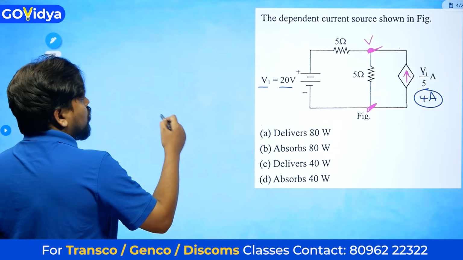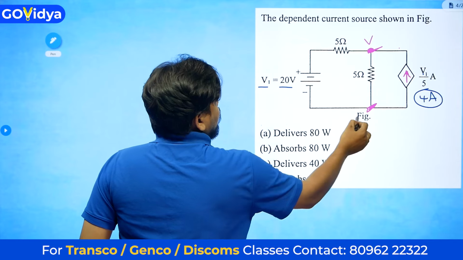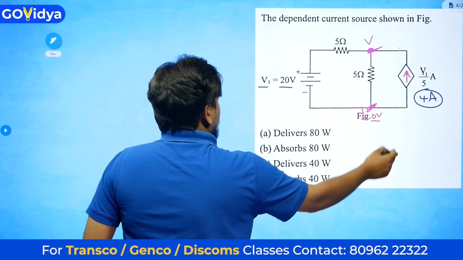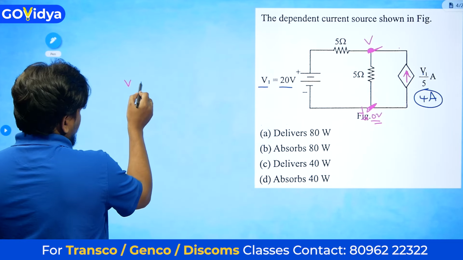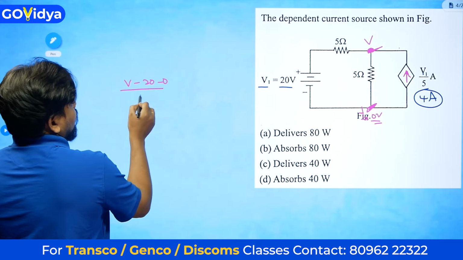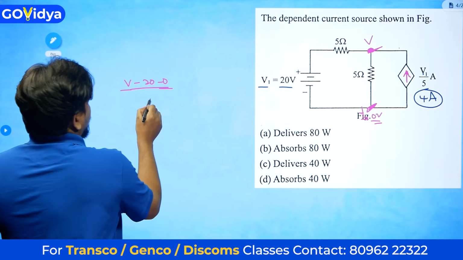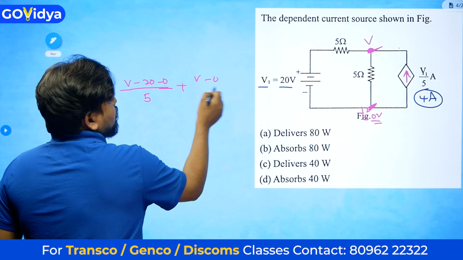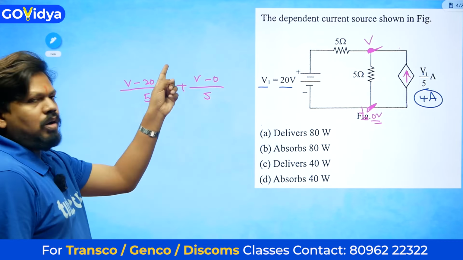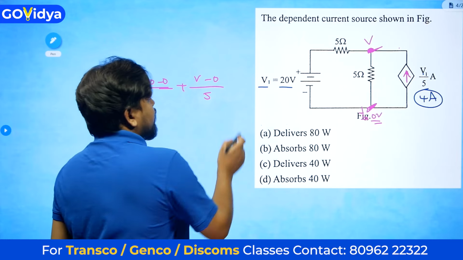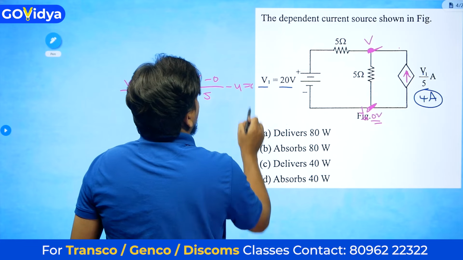Let's write the nodal analysis equation. We can choose this as the ground, 0 volts. So (V minus 20 minus 0) divided by 5, where 5 is the resistance in this path, plus (V minus 0) divided by 5. And one more current is entering, so we give it as minus 4 amperes, equals 0.